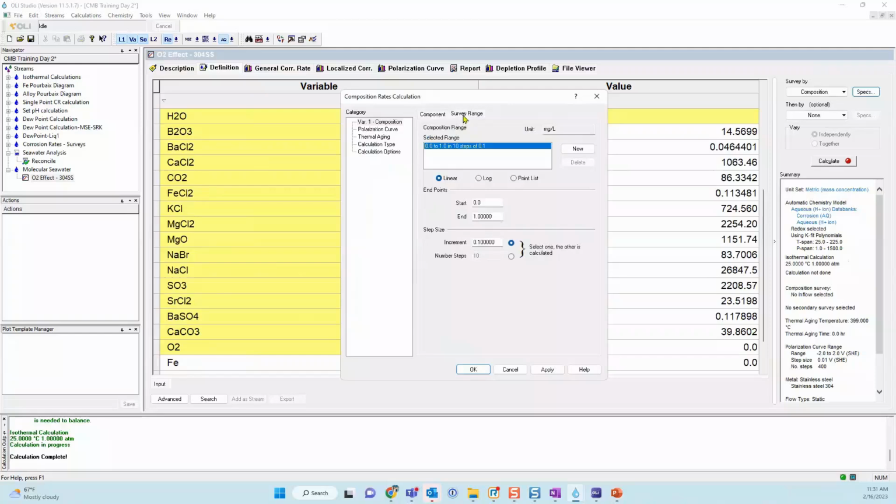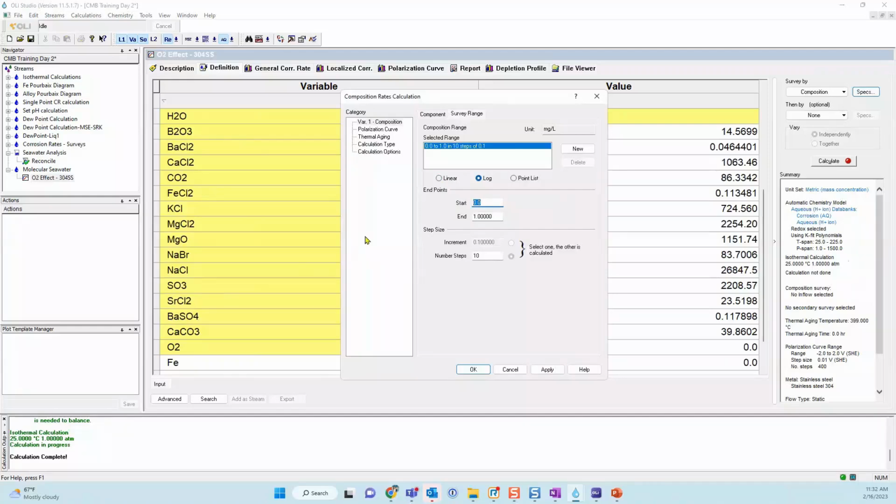For the survey range, we don't know this composition, so these concentrations are going to be from very small to very high concentrations. So maybe it's a good idea to work in the logarithmic scale. Let's select the logarithmic scale. Because it's a logarithmic scale, the software will not let us put a 0 for the first point. So we have to select a very small value.